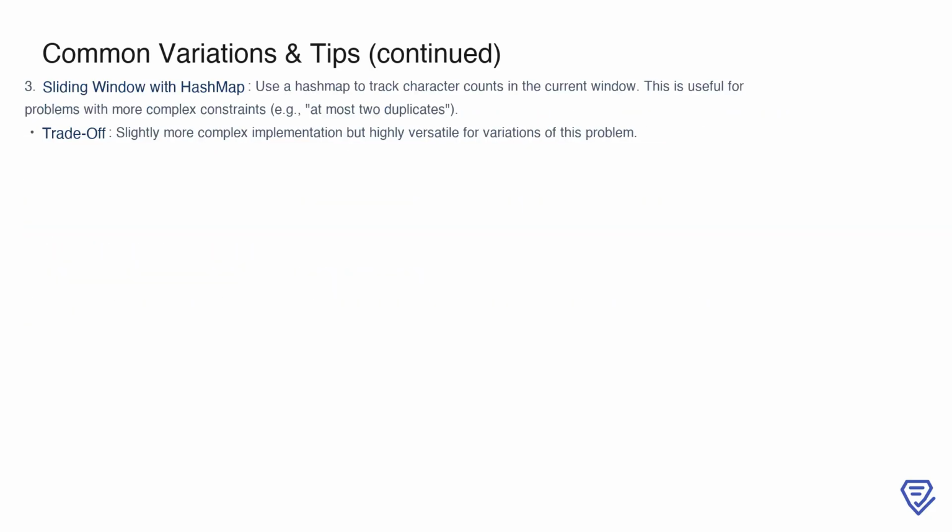Another powerful variation of the sliding window approach involves using a hash map to track character counts within the current window. This method is particularly useful for solving problems with more complex constraints, such as allowing for a limited number of duplicate characters. By using a hash map, you can manage these constraints more flexibly while maintaining efficient performance. Although implementing this method requires slightly more effort compared to the sliding window with a set, the added complexity pays off in versatility. This approach equips you to handle a broader range of substring-related problems, making it a valuable addition to your toolkit for tackling variations of this challenge.